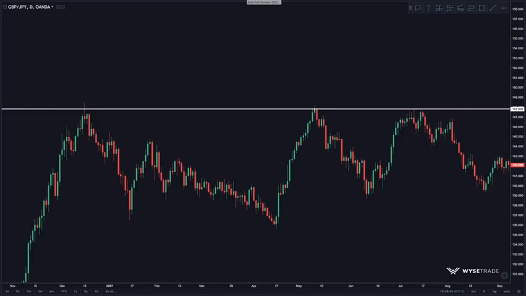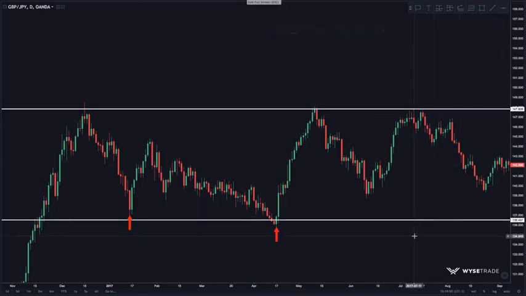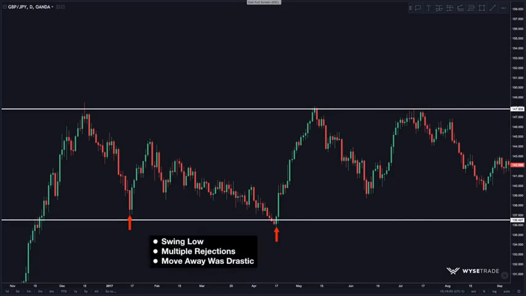Now let's look at the bottom. I noticed 2 rejections, so I draw in a level of support. The criteria that this level satisfies is that it is a swing low, there are multiple rejections, 2 in total, and the move away was drastic.